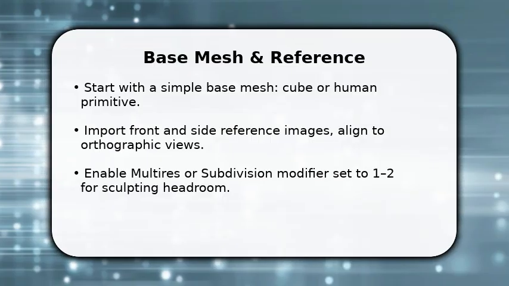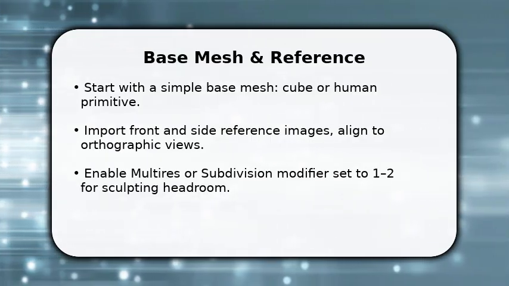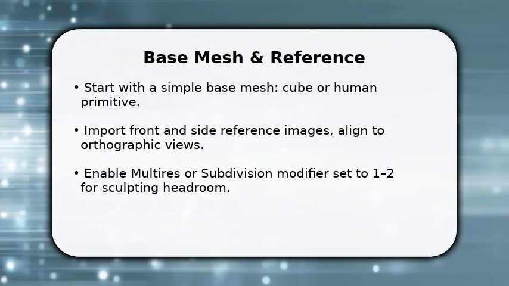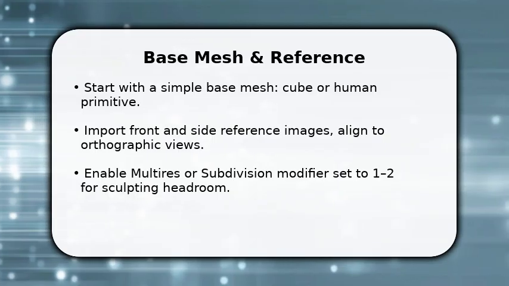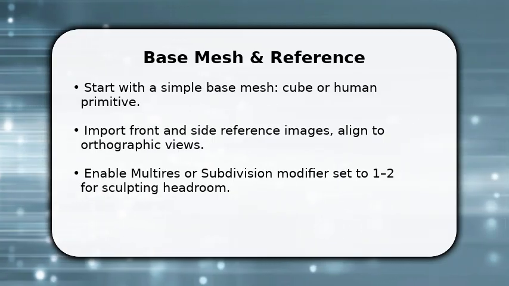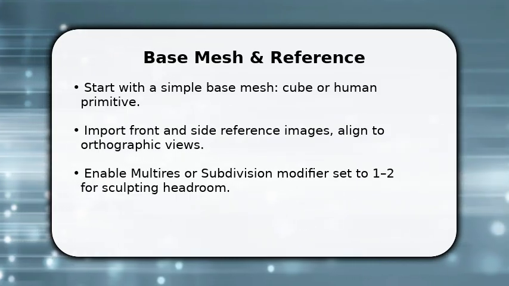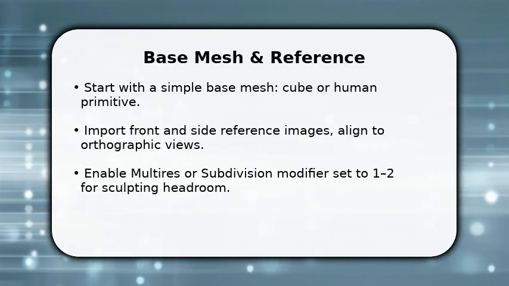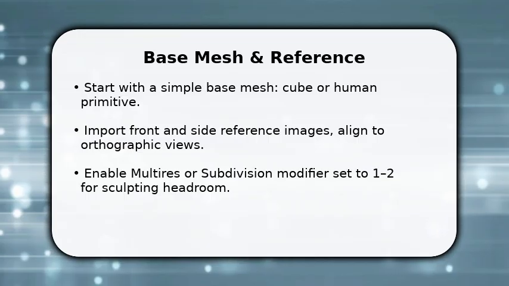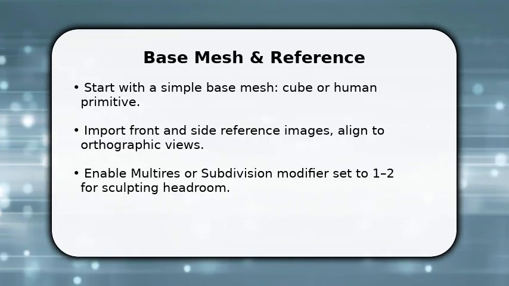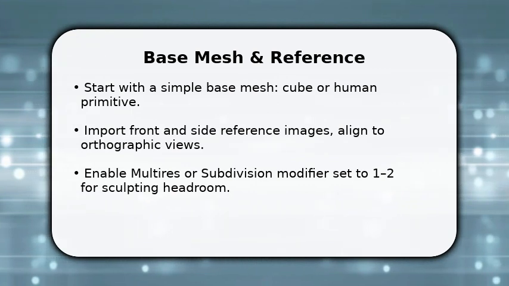You begin with a low-poly base mesh and aligned reference images so proportions read correctly. This saves hours later. Import front and side photos into the camera background, match eye and chin landmarks, and scale the cube to head height. Once done, add a subdivision or multi-res modifier at one level to preserve form while sculpting. Make sure to apply object scale first so deformation behaves predictably. This step sets the foundation for accurate anatomy and consistent topology.